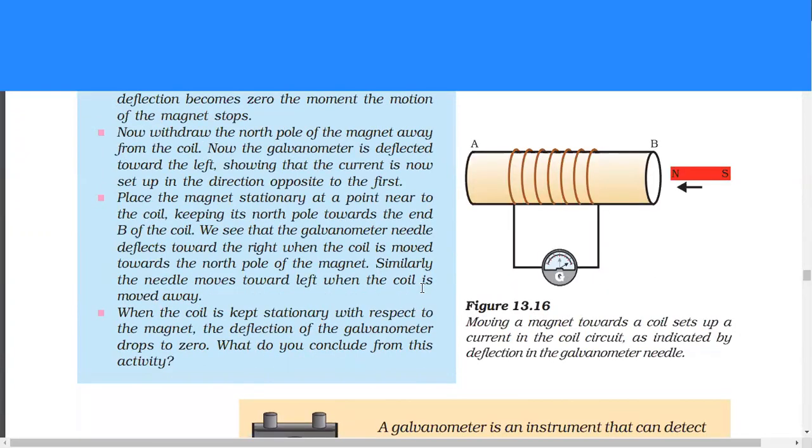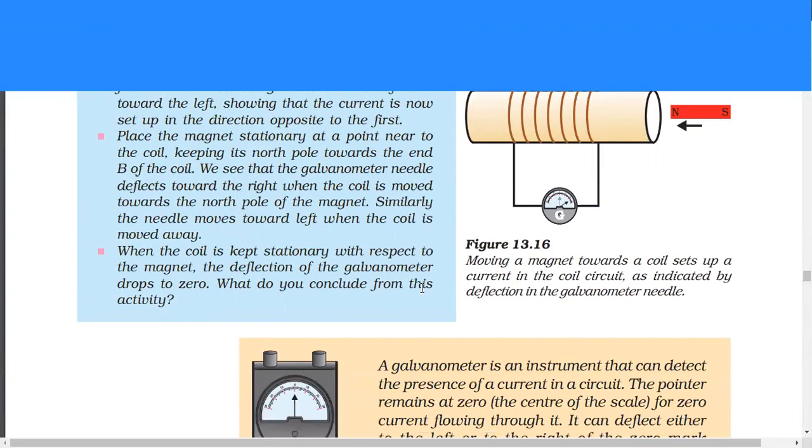Now withdraw the north pole of the magnet away from the coil. Now the galvanometer is deflected towards the left, showing that the current is now set up in the direction opposite to the first. Place the magnet stationary at a point near to the coil, keeping its north pole towards the end B of the coil. We see that the galvanometer needle deflects towards the right when the coil is moved towards the north pole of the magnet. Similarly, the needle moves towards left when the coil is moved away. When the coil is kept stationary with respect to the magnet, the deflection of the galvanometer drops to zero.